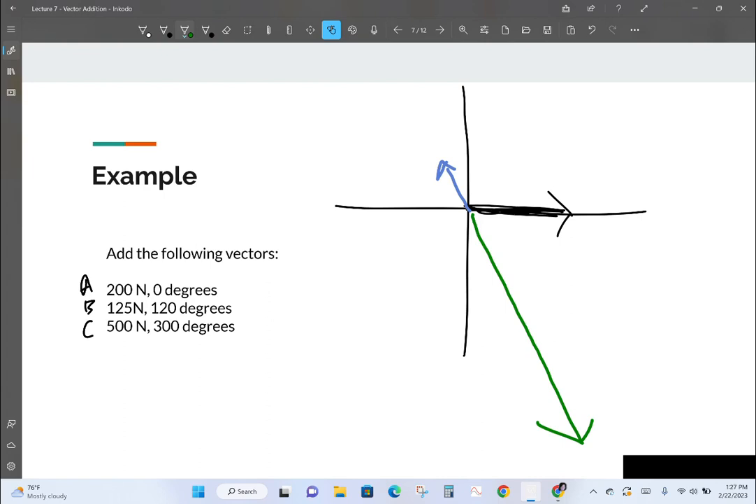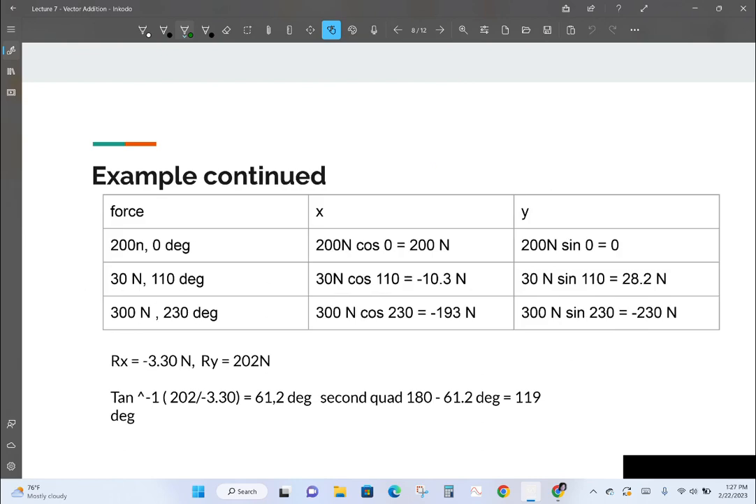So this is not one that I can use Pythagorean theorem and tan theta very easily. But what I can do is I can resolve each one of these into their x's and y's. So that's what I did. And the best way to do this is to create a chart. So 200 times the cosine of 0 is 200. 200 times the sine of 0 is 0. So the first vector, which we knew was laying on the x-axis, has a magnitude of 200 on the x-axis and a magnitude of 0 on the y-axis.